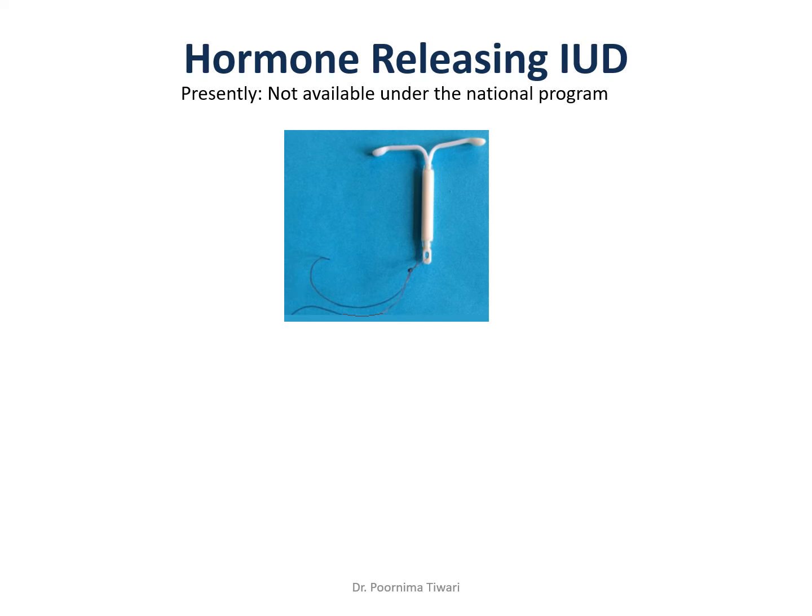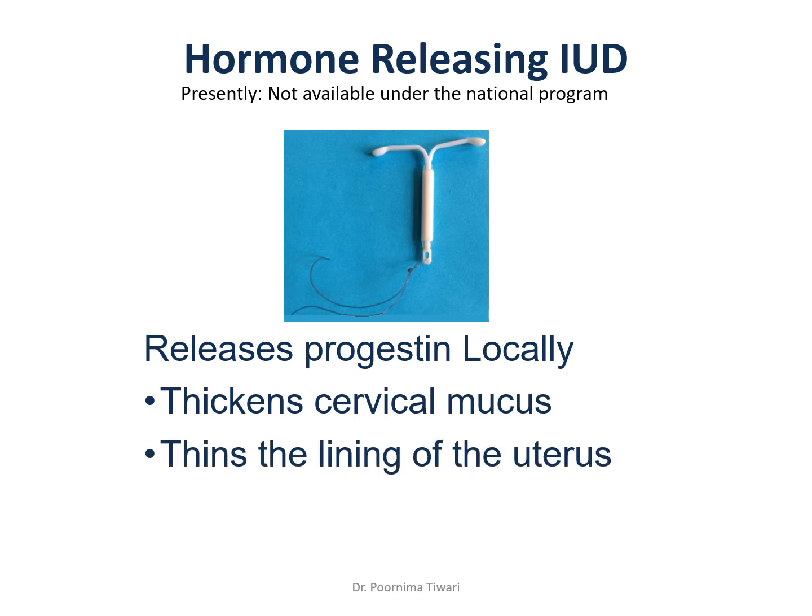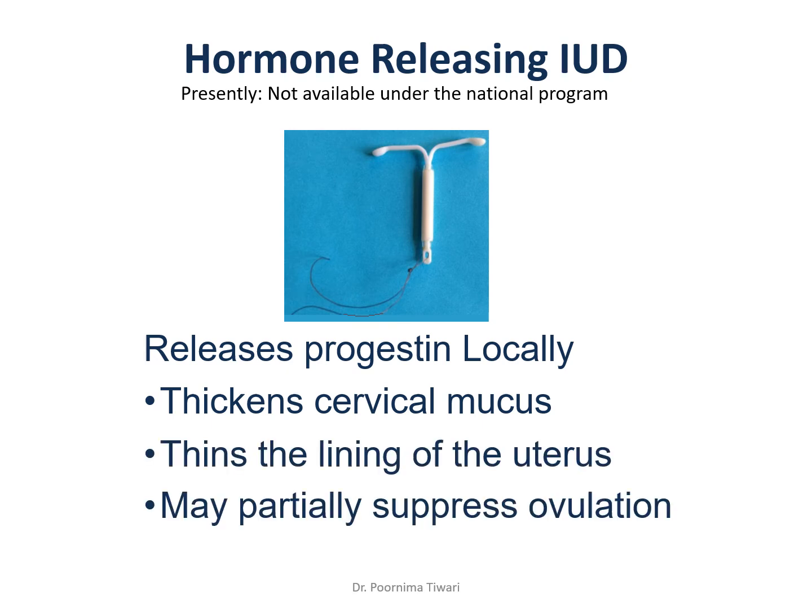Hormone releasing IUD or third generation. Under the national program of the country, it is not used. It releases progestin locally and acts by thickening the cervical mucus and thinning the lining of the uterus. Maybe it partially suppresses the ovulation as well, not known yet.